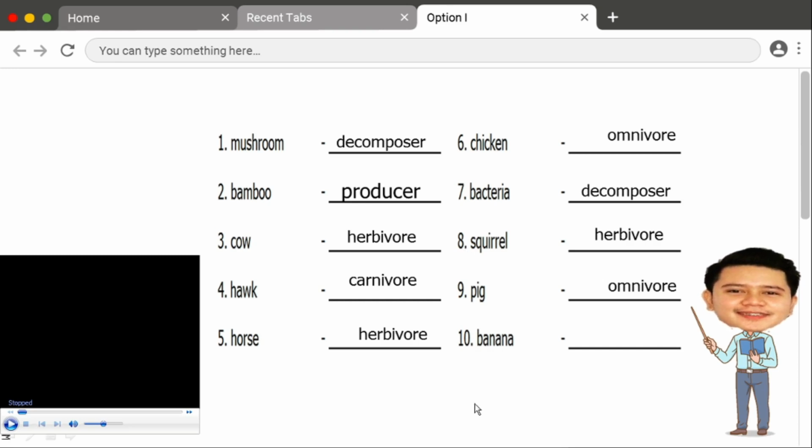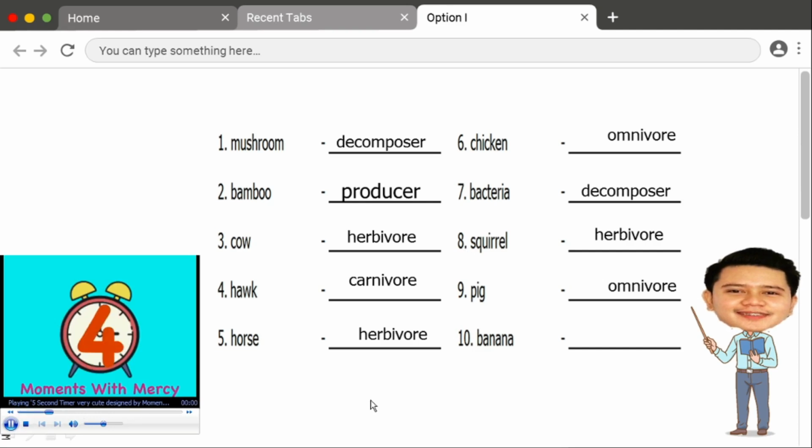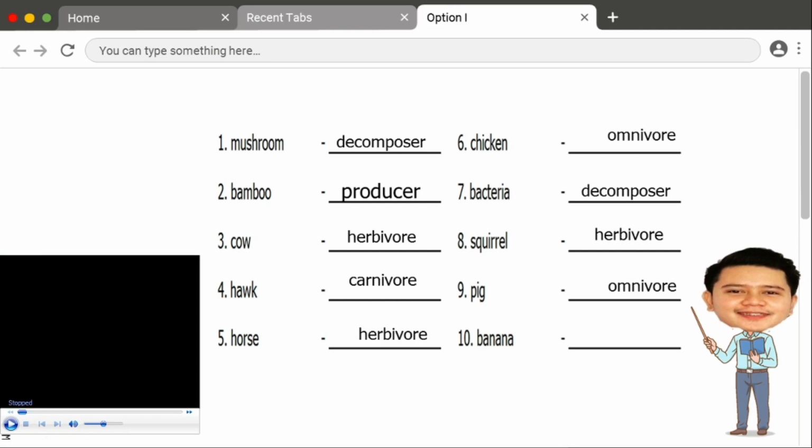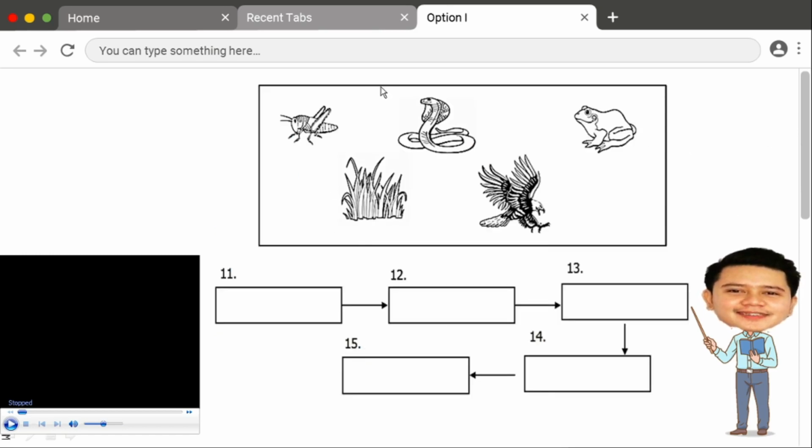And the last one, number 10. What is it? A banana is a kind of fruit, right? So it is a producer. Okay. So next we will go to the food chain. All you need to do is to write the first food chain here. So let's start with number 11. So what is it? 5 seconds starts now.